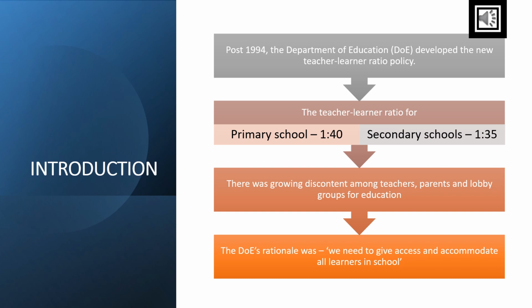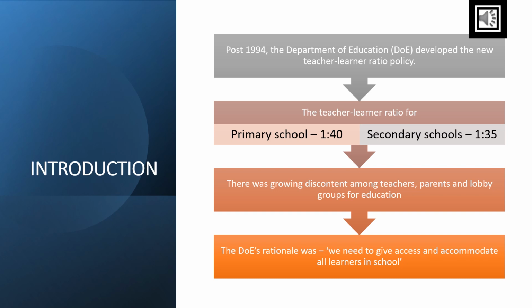Post-1994, the Department of Education developed the new teacher-learner ratio policy. The teacher-learner ratio policy for primary schools mandated that each class should have a minimum of 40 learners to one teacher, and in secondary schools, the teacher-learner ratio is 1:35.